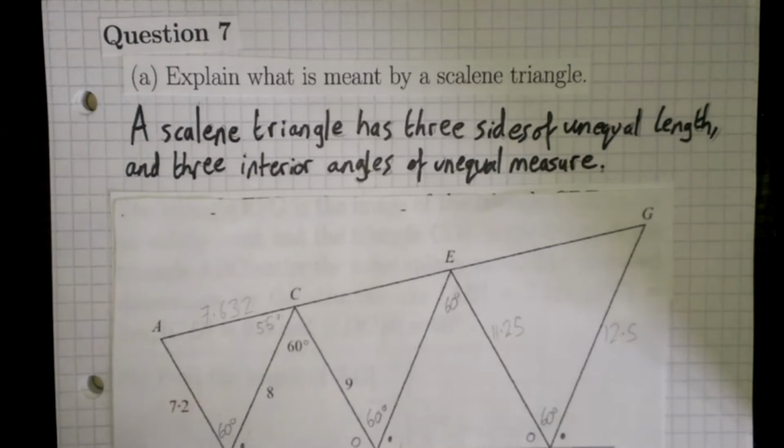In part A of this question, you're asked to explain what's meant by a scalene triangle, and this is just something you would have learned in primary school really, that a scalene triangle has 3 sides of unequal length and 3 interior angles of unequal measure.